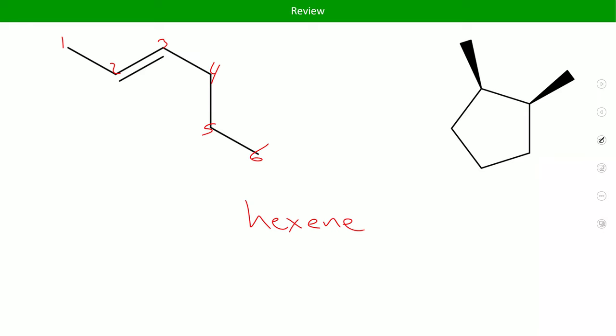We just have to specify where that double bond is by putting a number in front of the parent molecule. So this is between carbons 2 and 3, so we say it's 2-hexene. We always just use one number for the alkenes because it has to be between two adjacent carbons. So you just say whatever the lower number is, and it's implied that if it's 2-hexene, the double bond is between carbons 2 and 3.